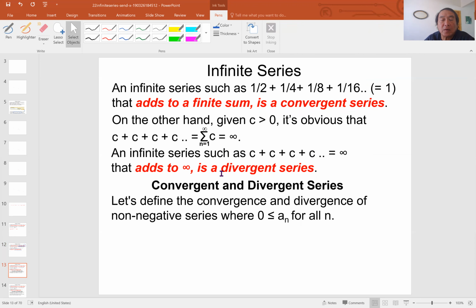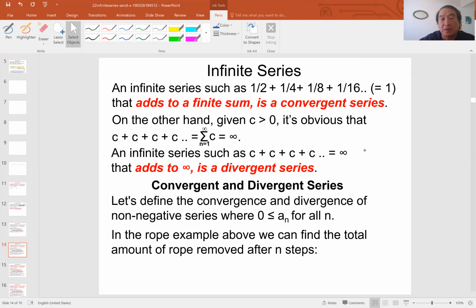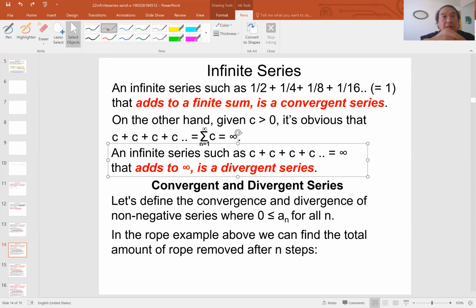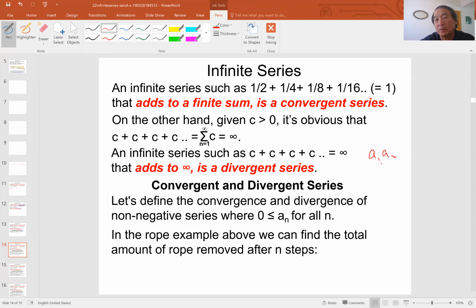To define more carefully what converging and diverging series are, we do the following. For every sequence, it's easy to associate a series. Suppose I have a positive sequence A1, A2, and so on, all positive numbers. Then it relates to a series that adds them together. The infinite series of adding the sequence is the series associated with the sequence.